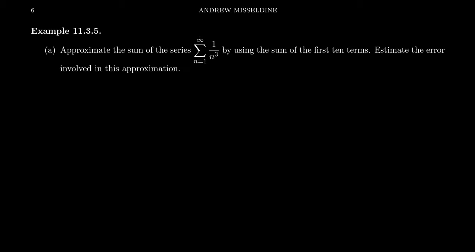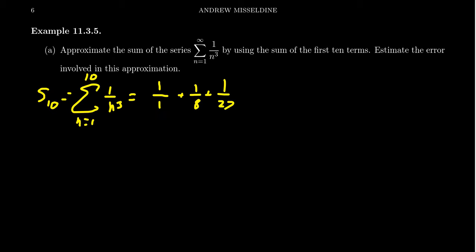And so I want to show you this via an example here. Let's try to approximate the sum of the series n equals 1 to infinity of 1 over n cubed. What I want to first mention here is that we're going to estimate this using the first 10 terms, so we're looking for S sub 10 here. S sub 10 is the sum where n equals 1 to 10 of 1 over n cubed. So we're looking at 1 over 1 plus 1 over 8 plus 1 over 27, all the way up to 1 over 1,000, 10 cubed. And so just use a calculator to help you out here.